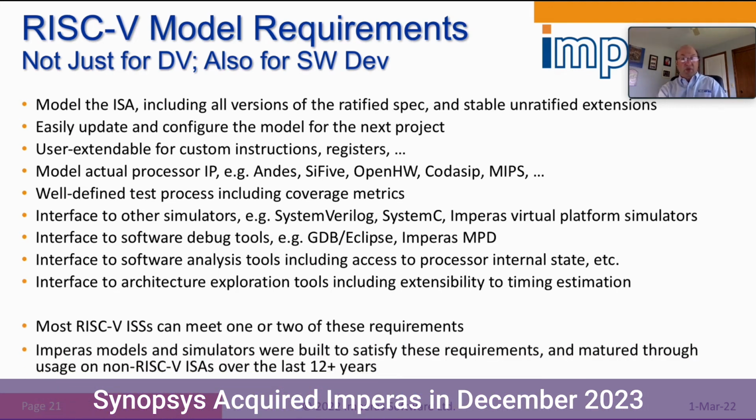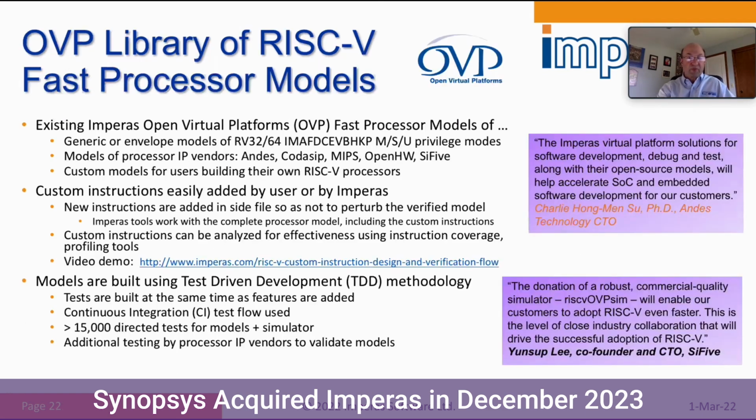But actually, at Imperas, we've been building models and simulators well before RISC-V. Our technology was built to satisfy these requirements, matured through usage on non-RISC-V ISAs over the last 12 plus years. So in RISC-V, we've got a big library. We're supporting the full specification. We have models of processor IP vendors. We also provide custom models for users building their own cores. It's easy to add custom instructions. I'll actually go into that in just a minute.